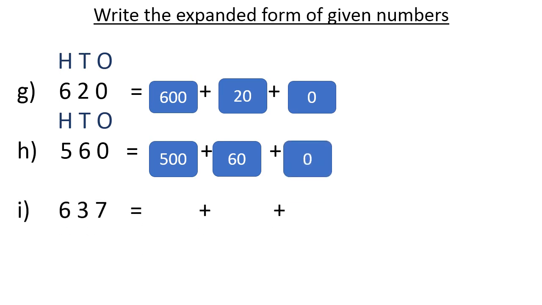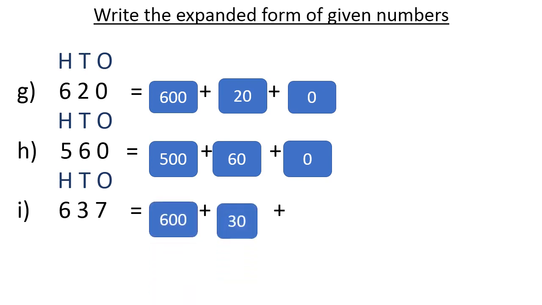Now in I part, we have a numeral 637. So first of all write places: ones, tens and hundreds. So place value of 6 is 600. Place value of 3 is 30 and 7 is 7. So what is the expanded form of 637? That is equal to 600 plus 30 plus 7.